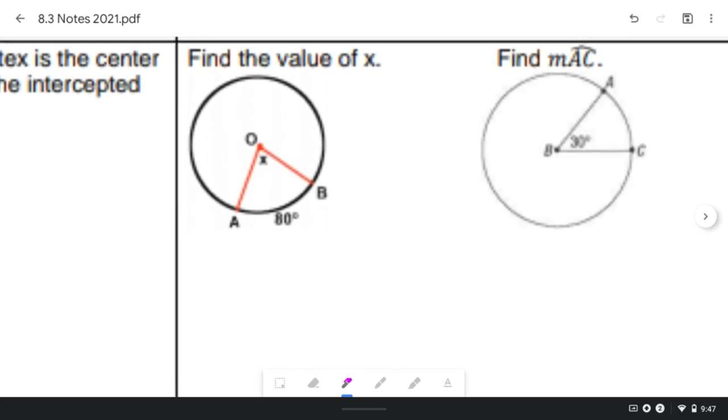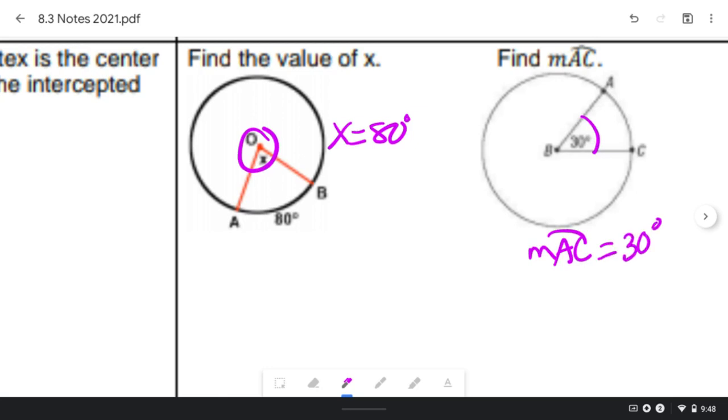So on this side we have find the value of x, and since this is a central angle, then we know that x equals 80 degrees. And for the second problem, it's asking us to find the measure of arc AC, and this is 30 degrees right here. So therefore, the measure of AC is also 30 degrees because it's a central angle.